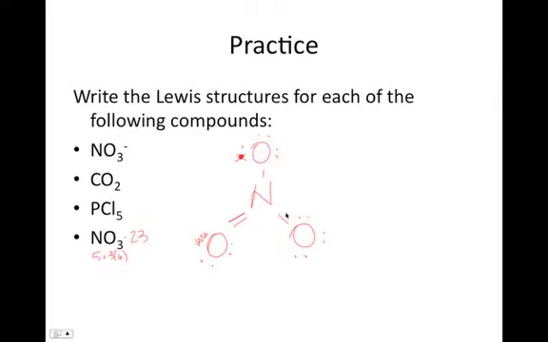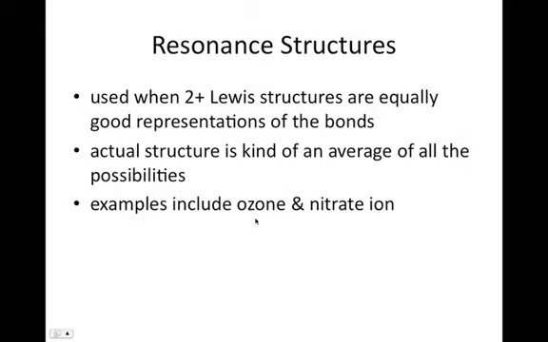But what if maybe we should put the double bond here and make this one a single bond? Or why not put the double bond here and have these guys be single bonds? There are 3 equally good places for that double bond. I wonder what that means. There is this lovely little thing called a resonance structure, and this is used when there's more than, not nitrate ion, I'm sorry, I'm getting ahead of myself. This is for NO3. Using 2 or more Lewis structures that are equally good representations of the bonds.